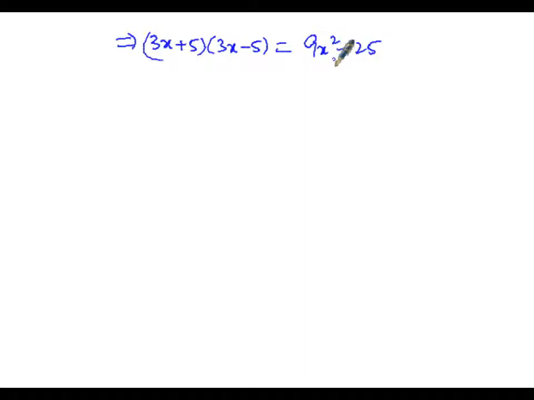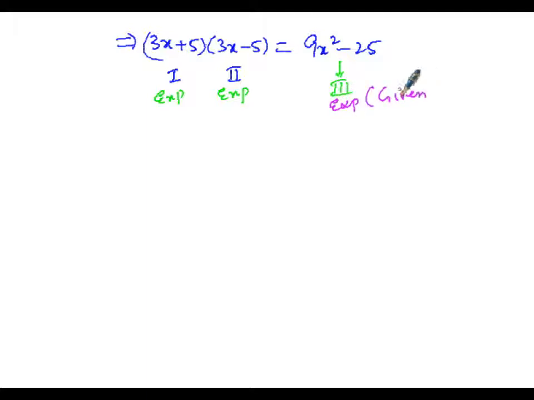So, here 9x square minus 25, let us assume it as the given expression. This expression is written as the product of two expressions. The first expression is 3x plus 5, the second expression is 3x minus 5. These are the two expressions whose product is equal to the third one, that is nothing but 9x square minus 25. So, this is the third expression.